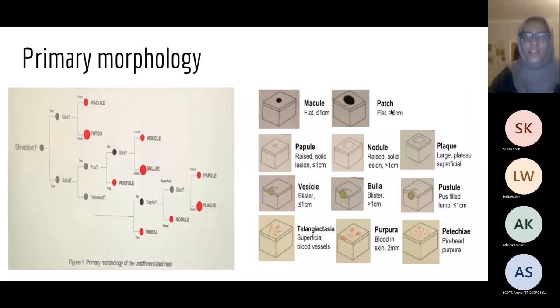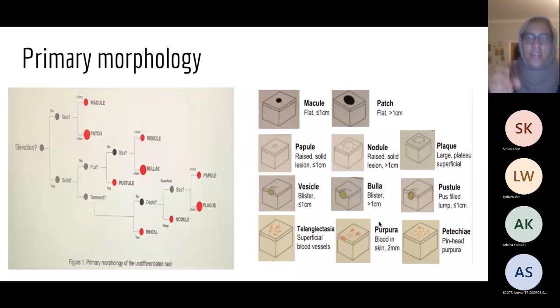And then you've got your patches that are flat but more than 1 centimeter. Nodules, as I mentioned, raised lesions that are more than 1 centimeter. And then you've got these plaques that are essentially, I like to see them as larger versions of patches. But they're raised. So I should actually say larger versions of nodules. And plaques you'll see in psoriasis. So these are raised lesions that can be across a large area.